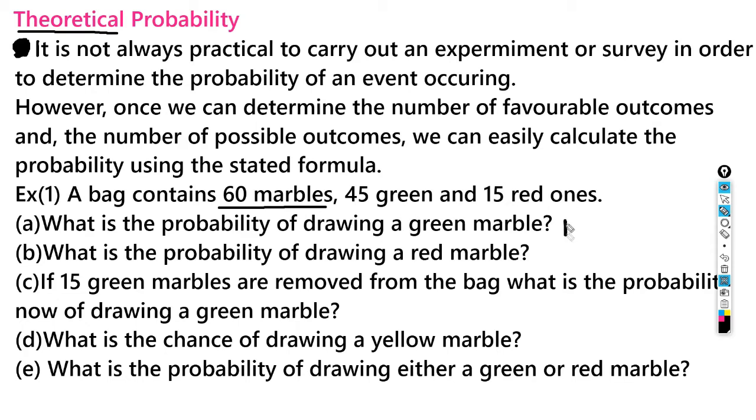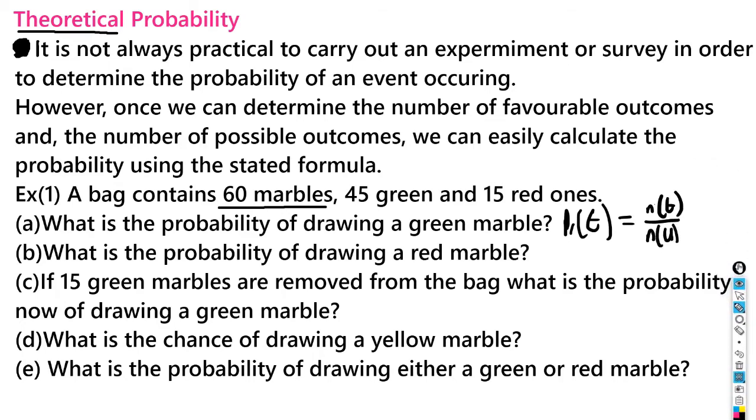So we can see here that the probability, let's say G is a green marble, is equal to the number of green marbles that would occur over the number of the universal set, or the total sample space. So in this case, it would actually be 45 over 60, which is equal to 0.75. And that's the answer for A.